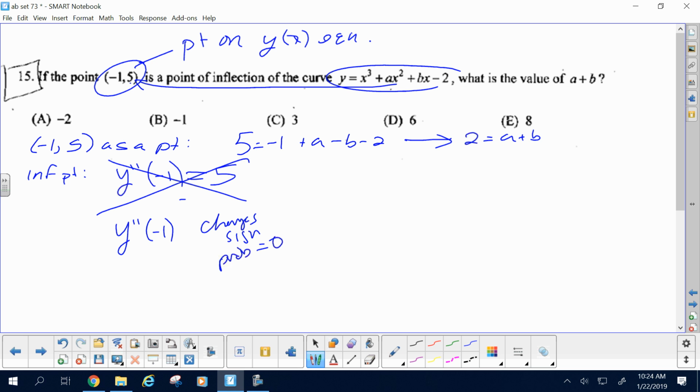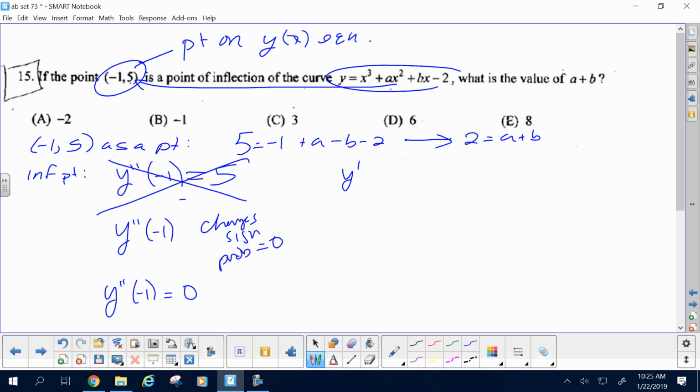So this is what you should be using at an inflection point. To use that inflection point, you say the second derivative at x equals negative 1 should be 0 if there's an inflection point there. There should be no 5 in the second derivative part of it. It's just on the original curve where you use that.